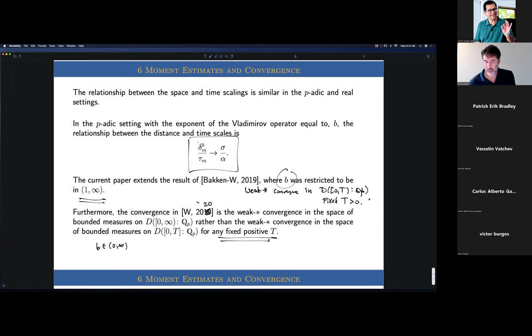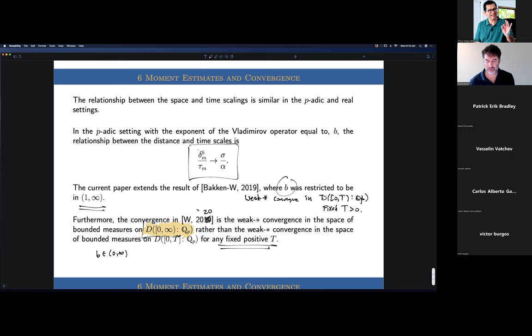But now, not only can we extend B to be 0 to infinity, we actually get weak star convergence on D 0 infinity Q P. So it's a kind of uniformity. And the reason why is because our estimate for the moments is a uniform estimate, it doesn't require T to be fixed. So the result is, I think, significantly stronger because it allows for all B. It's also significantly stronger because you have weak star convergence in this infinite time interval rather than in compact time intervals. And then the approach is actually well motivated. The estimates are well motivated now when they weren't before.